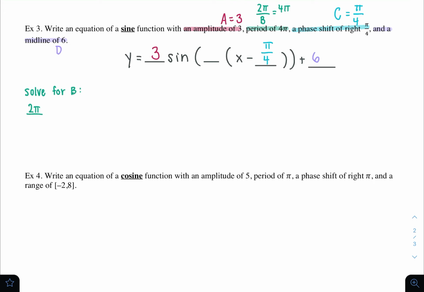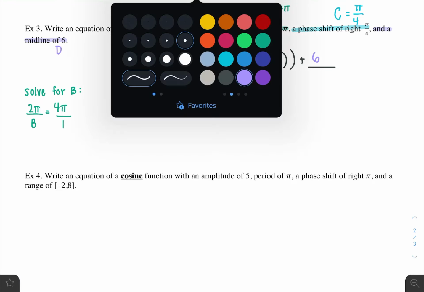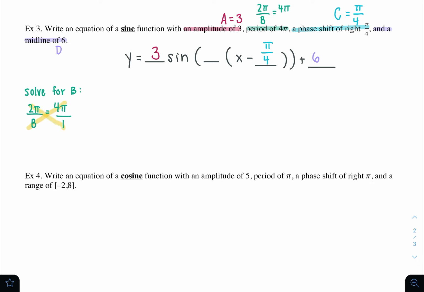So we take 2 pi over B and set it equal to our period of 4 pi. We can put 4 pi over 1 to simplify a little easier. So we have 2 pi is equal to 4 pi times B. All right, let's go ahead and isolate our B value. So we can divide both sides by 4 pi. We see that this simplifies, and we're left with 2 pi over 4 pi, which simplifies further to be 1/2. So we can substitute that into our equation for our B value.